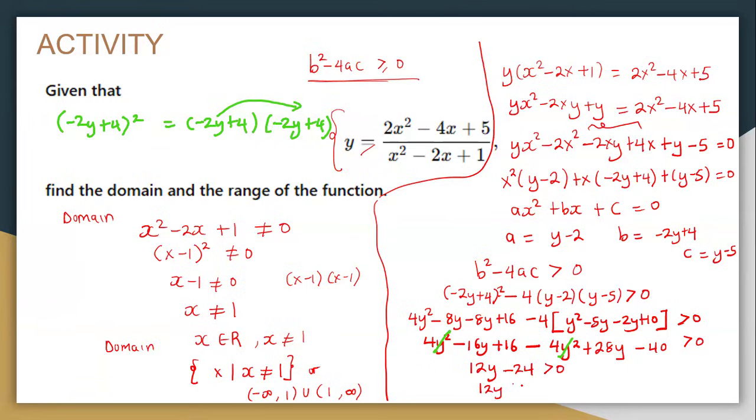So now 12y is greater than 24, divide by 12, divide by 12, and therefore your y will be greater than 2. And now, that is what we call our range.